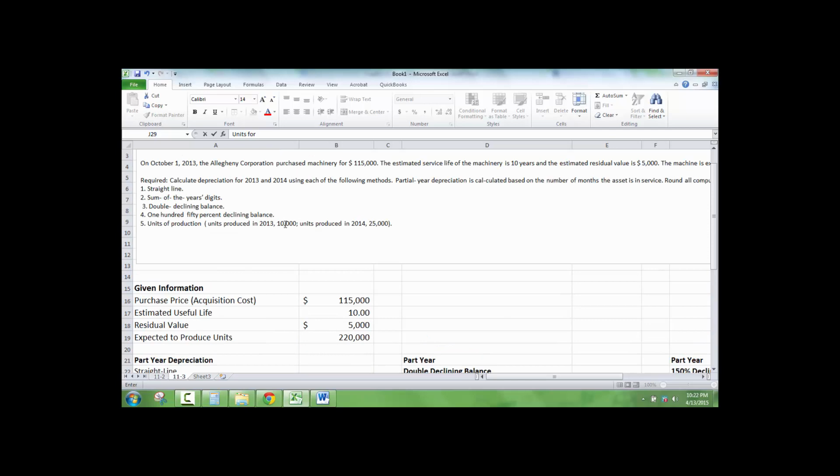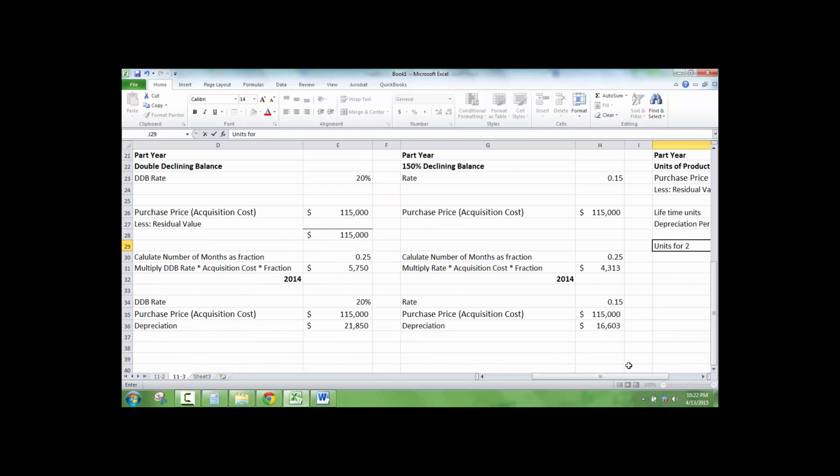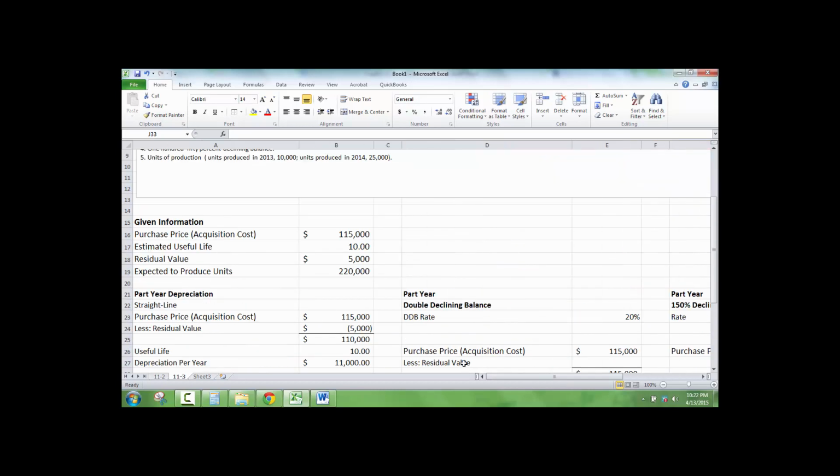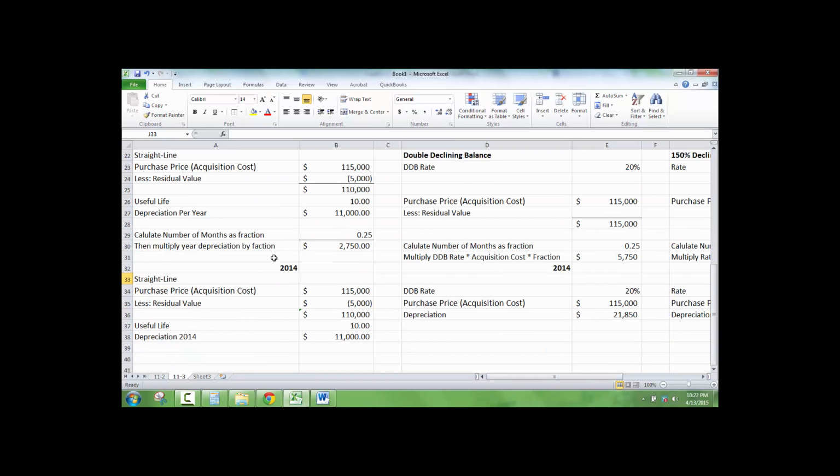So in this one, it says we produced 10,000 units for 13 and 25,000 for 14. So now we take the 10,000 units. So we don't multiply by a partial year. We basically just use units. It doesn't matter. Even if it was a partial year, it's represented by units. And 25,000 for 2014 at 50 cents. And that is our depreciation. So this is an example of both full year and part year depreciation using various methods.